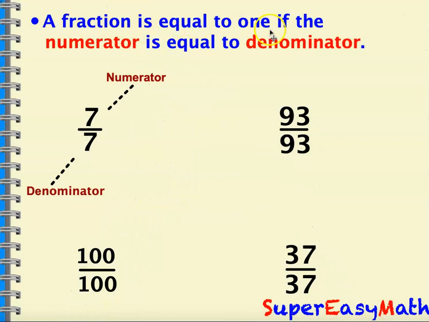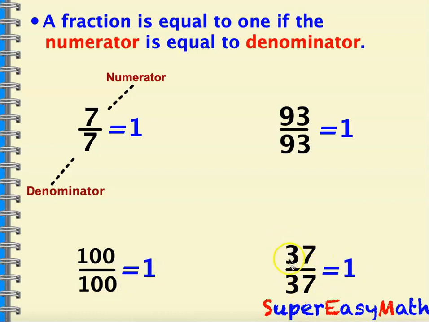A fraction is equal to 1 if the numerator is equal to the denominator. So now the numerator is equal to the denominator, so 7 over 7, then this fraction is equal to 1. The same in this example. So 100 over 100, numerator is equal to denominator, so it's equal to 1. And 37 over 37, so it's equal to 1.